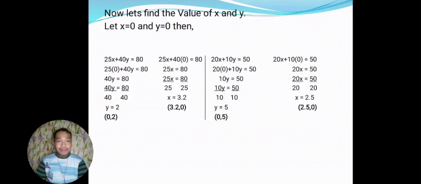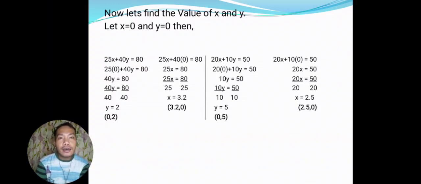Now, let's find the value of x and y. So we will let x equal to 0 and y equal to 0. Then, our first constraint, here we will disregard the inequality of the constraints. So we will make it equal, okay? Note.